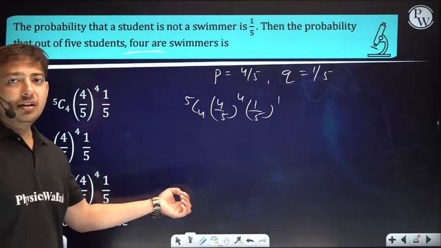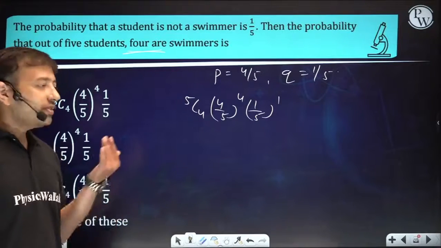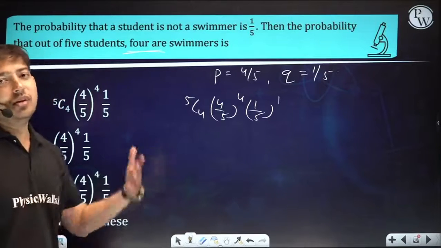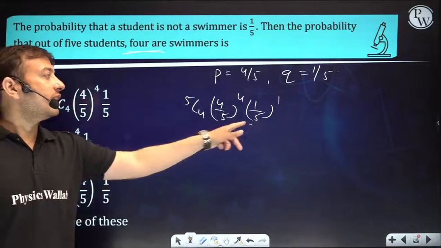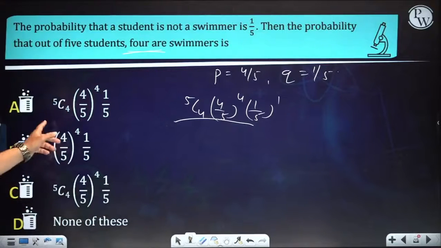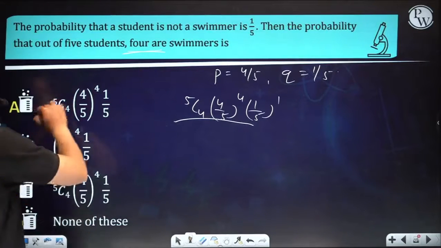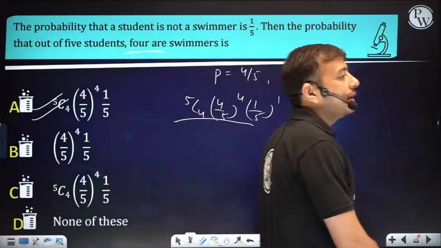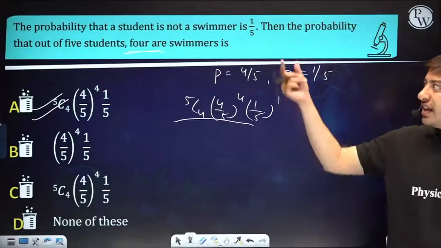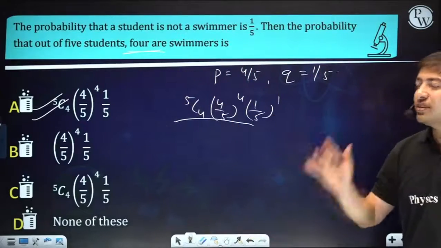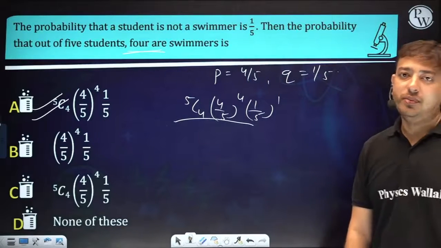Binomial trial, sir. Because every student will come, he will check whether he is a swimmer or not. So that means probability of success or not. Whenever such kind of thing comes, you need to apply binomial trial. So the answer will be 5C4, the first option itself. They will not mention that it's a binomial trial. You need to understand that when the same event or experiment is conducted many number of times, it is a question of binomial trial.